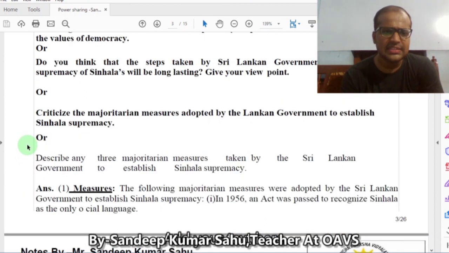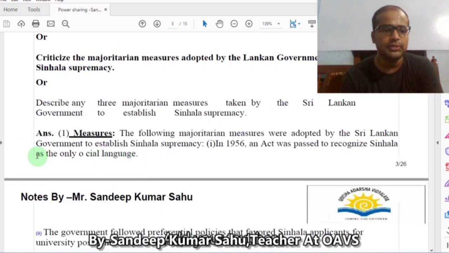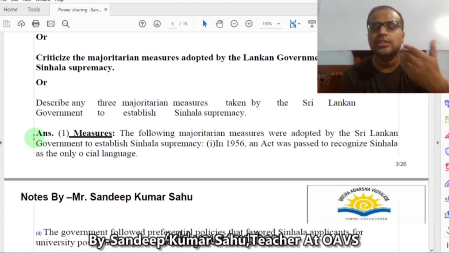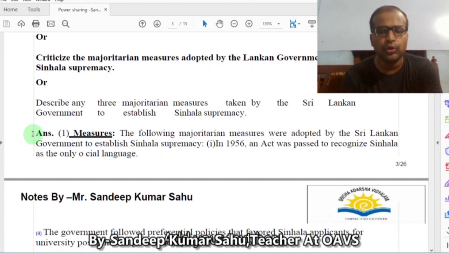Describe any 3 majoritarian measures taken by the Sri Lankan government to establish Sinhala supremacy. The first measure is: what measures were taken by which the Sinhala speakers in Sri Lanka wanted to prove their supremacy over the Tamil speakers? So the first point is the following: the majoritarian measures were adopted by the Sri Lankan government to establish Sinhala supremacy.